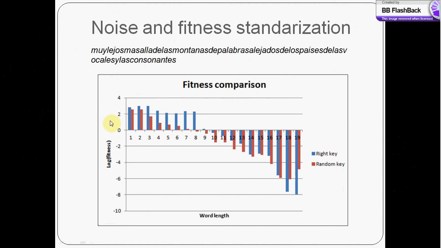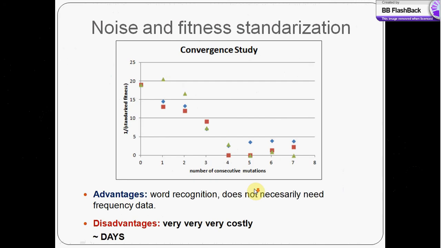In order to minimize this noise effect, the final fitness function is standardized, so if the values of this mark are next to the random key result, it equals 0, and if they are next to the right key result, it equals 1. Having done that, I have found that this method is very costly. It might spend days to find a suitable solution, and a disadvantage is that it does not necessarily need frequency data because it's based mostly on word recognition.